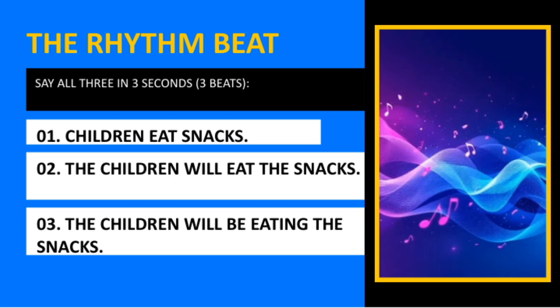Lastly, the children will be eating the snacks, uses the future continuous tense, emphasizing that the action will be ongoing at a specific future time. When we say all 3 in 3 seconds, it highlights how changing just a few words can shift the focus from a general truth to a planned future action, and then to an ongoing future activity.